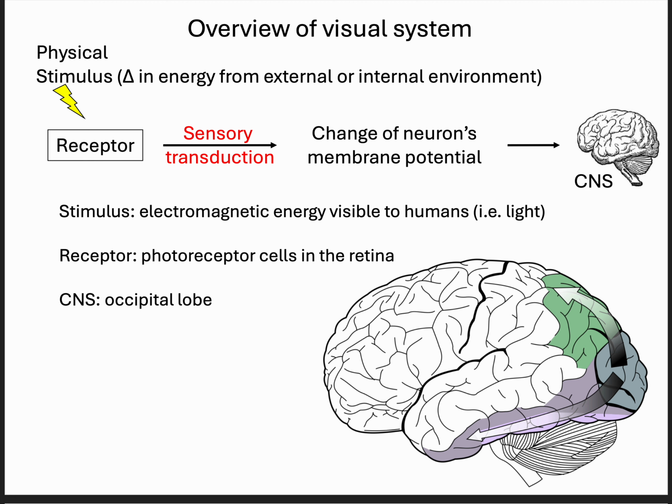Psych 3, Lecture 5, The Visual System. Overview of the visual system, physical stimulus.